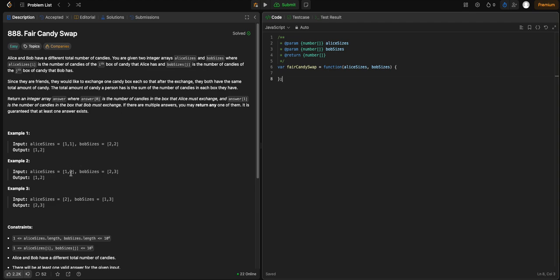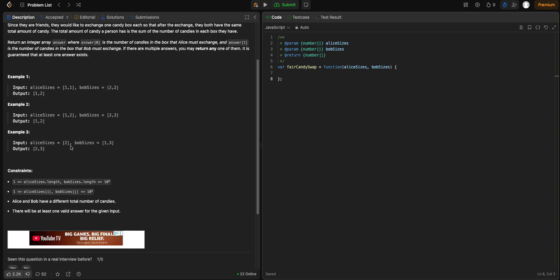So same thing here. 1 plus 2 equals 3, 2 plus 3 equals 5. So if we swap 1 and 2, this is now 2 and 2, this is now 1 and 3, they both equal 4. Here, this equals 2 and this equals 4, so what we could do is swap this 2 with this 3, and then this would equal 3. 1 and 2 equals 3. Okay.